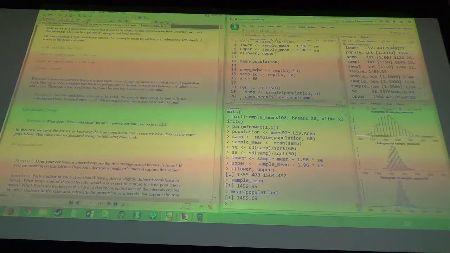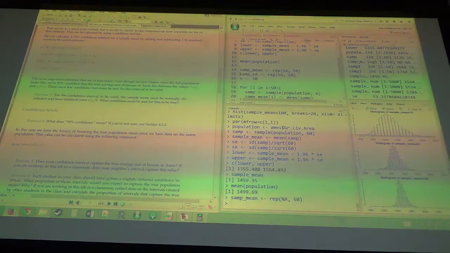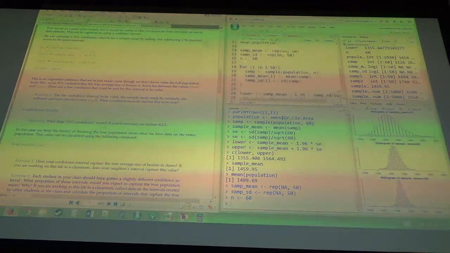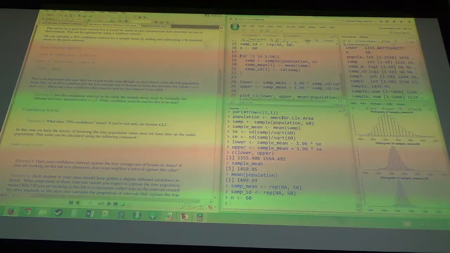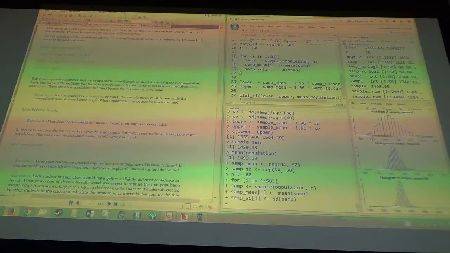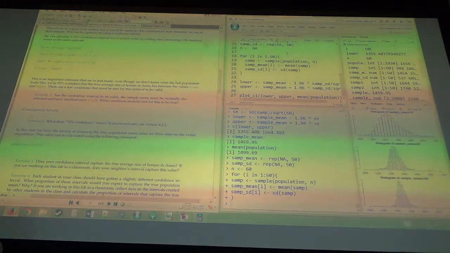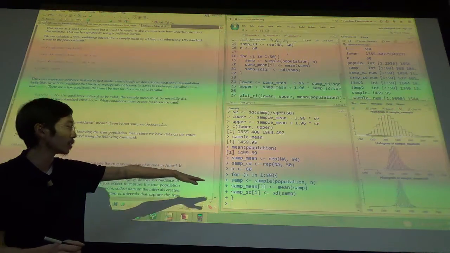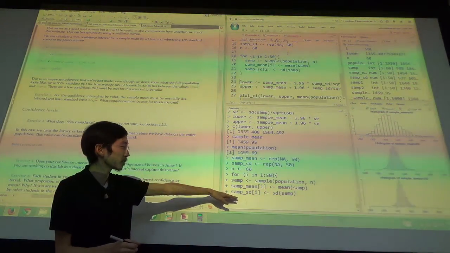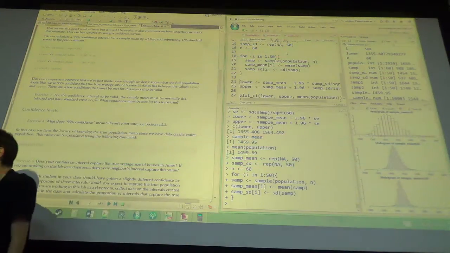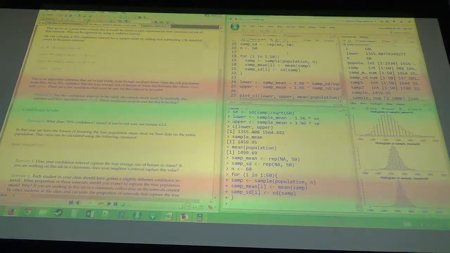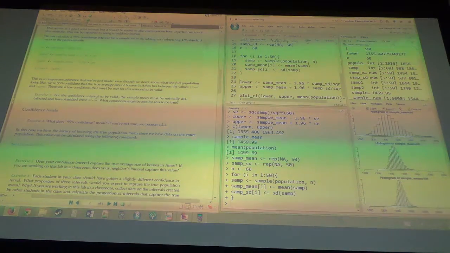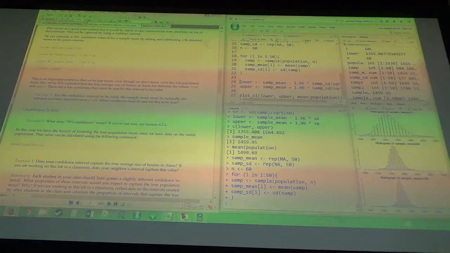Okay, let's try this 50 times. We're going to create a confidence interval 50 times, and we're going to see what happens here. I'm going to run all of this code. Basically, it's just saying do the same thing 50 times: calculate the mean of a sample, calculate the standard deviation of the sample, and create a confidence interval. So 1.96 corresponds to a 95% confidence interval if we had infinite degrees of freedom.